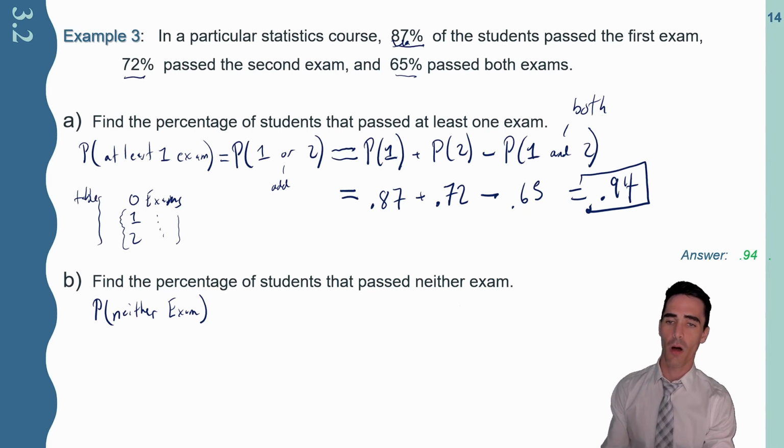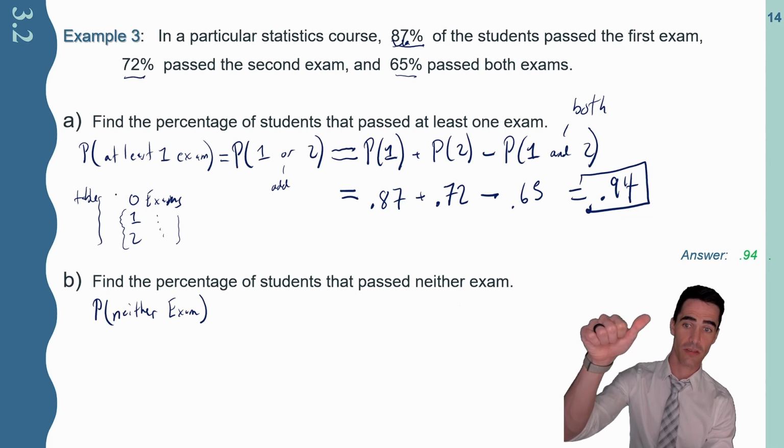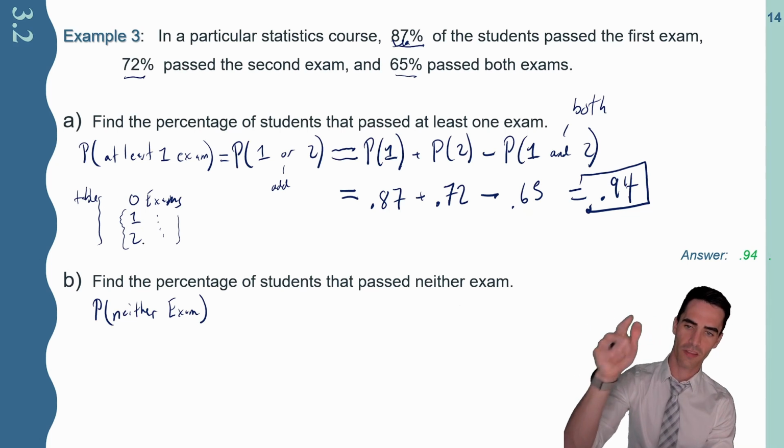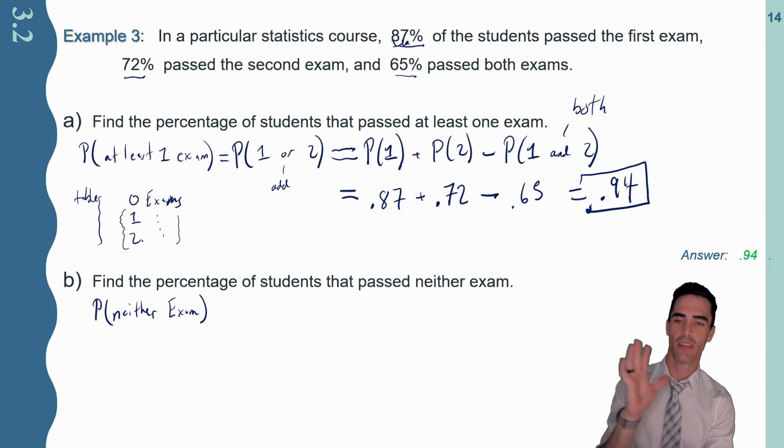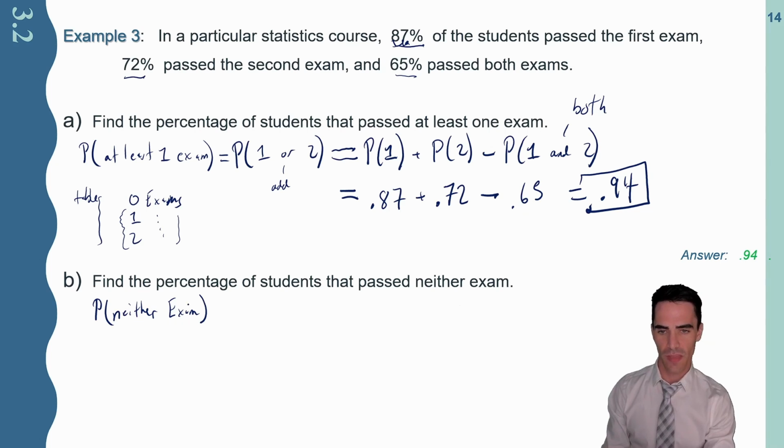Little table about all the outcomes that are possible. They passed neither exam, 1 exam, or 2 exams. This is everything in the whole wide world that can happen. Well, neither exam would reference that they passed 0 exams. And so let me write this as the probability that they passed no exam, or 0.